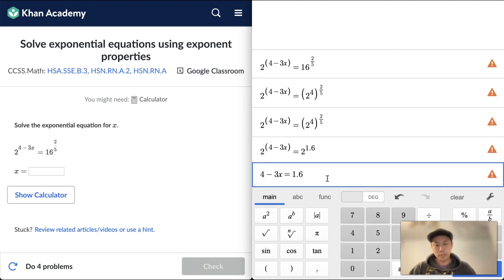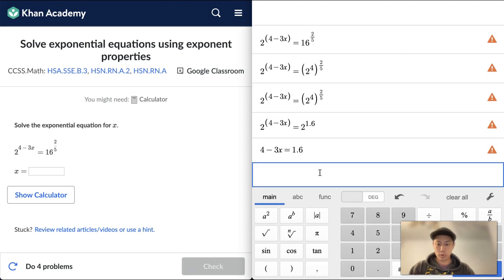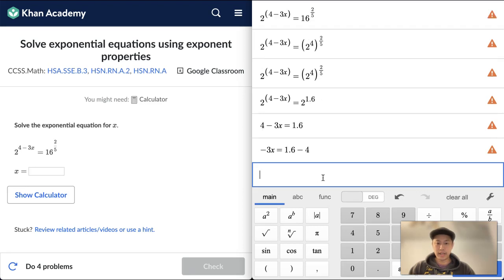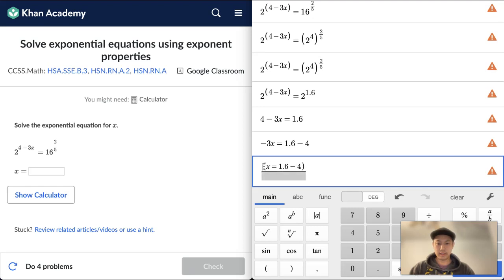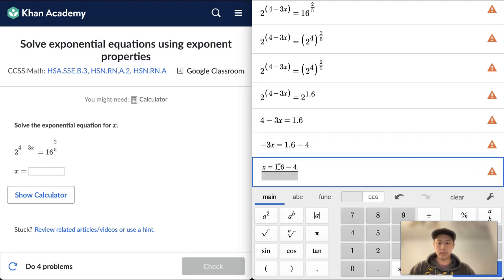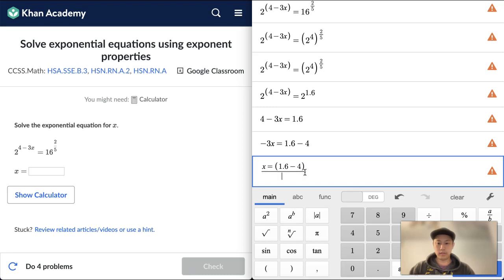Okay? So from here, pretty straightforward. You guys have seen equations like this before. I can subtract 4 on both sides, divide by -3, right? I'll let the calculator do the work for me. So subtract 4 on both sides. That's going to be 1.6 minus 4. And then I can divide everything by -3. So this whole thing should be... divide by -3. There we go. Okay, so that's where we get the 0.8.